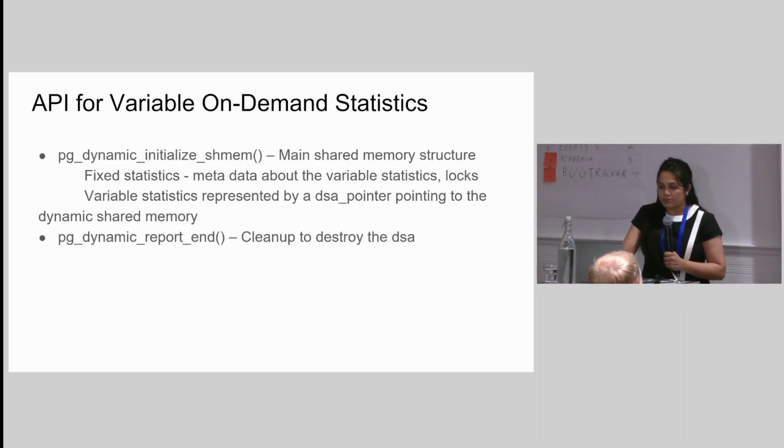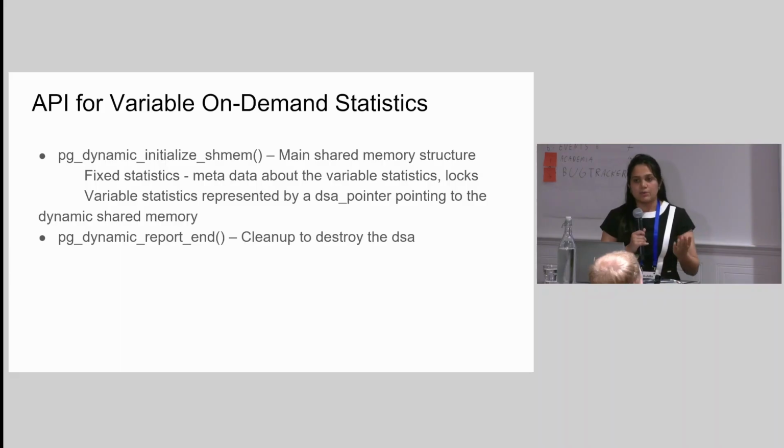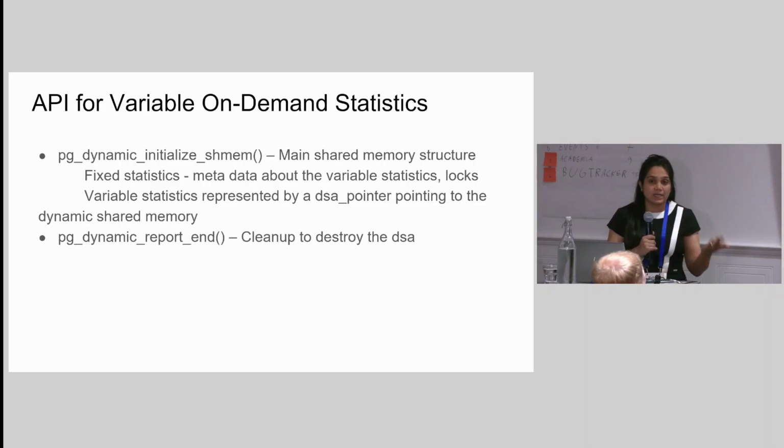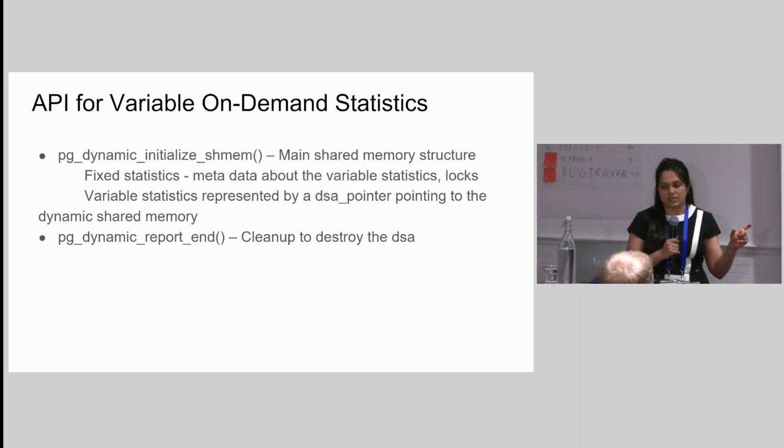PG dynamic initialized shared memory. As you have seen, there were two components to the shared memory, fixed as well as variable. So PG dynamic initialized shared mem tries to describe the static shared memory structure. This will consist of fixed statistics, which would be the metadata about the variable statistics, locks that would be used for such kind of statistics, and the variable statistics would be represented using a DSA pointer, which would be stored in the fixed statistics. This could be the shared memory structure.